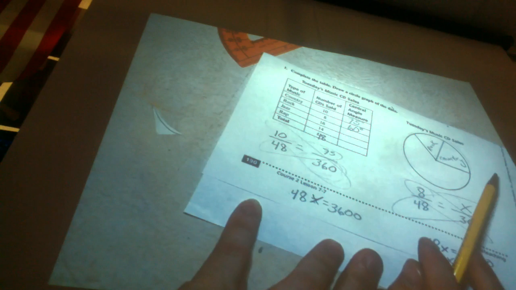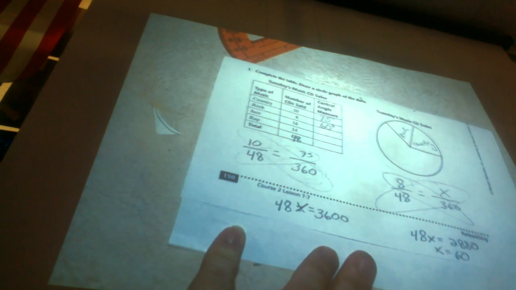You would continue to do this. Then we would calculate jazz, and we would calculate rap. Assuming all this is correct, you should have the whole circle filled up. All right, good luck with your assignment.